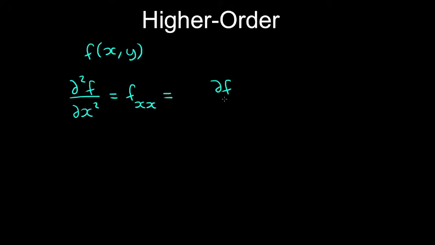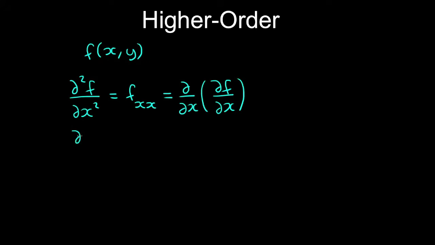Just like ordinary second order derivatives, there are second order partial derivatives for functions of 2 variables. And these are denoted in a similar way. So we have the second partial derivative of the function with respect to x, and using shorthand notation we can write this as f xx. So first we differentiate f with respect to x and differentiate again.